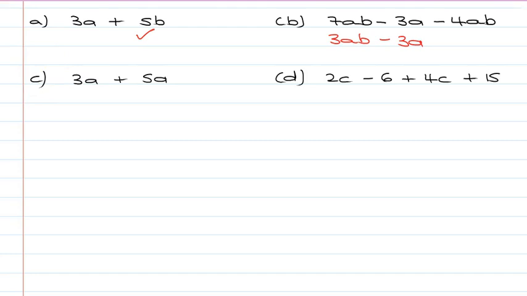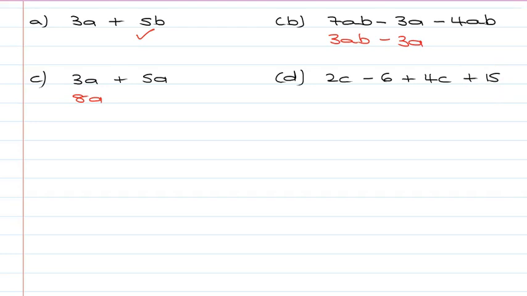A couple more examples now. You can see here we have 3a and 5a. The plus belongs to the term on the right, so I'm going to add the two together, giving me 8a. And over on this side, I've got 2c, this is a negative 6, this is a positive 4c, and this is a positive 15.